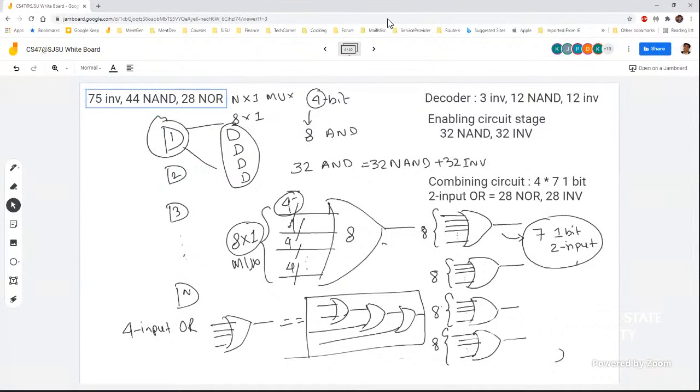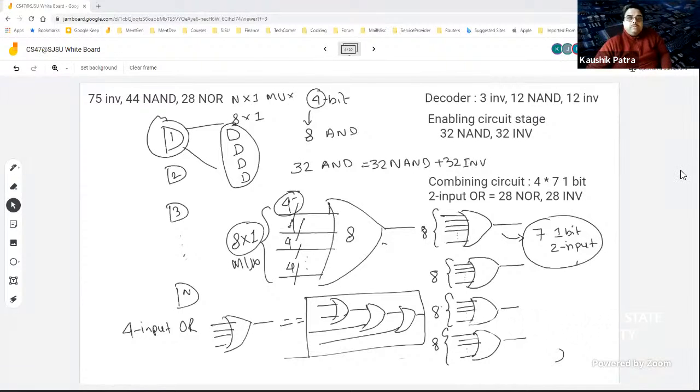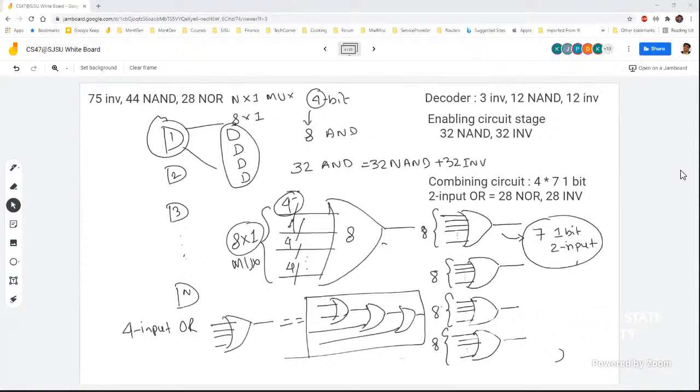Okay, question? Professor, can you explain one more time the one bit two input part? Okay, 1 bit 2 input is like our general gate, if we are talking about this one, right? Just 1 bit input A, 1 bit input B, and Y is the output. This is a 1 bit 2 input OR, which is a very low level gate, right?